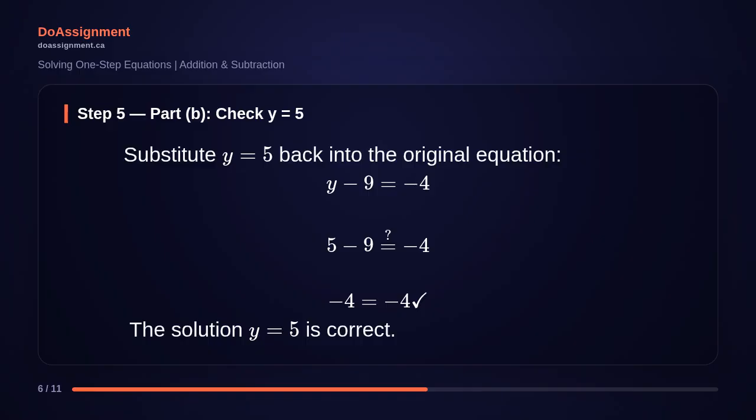To check, we replace y with 5. 5 minus 9 equals negative 4, and negative 4 does equal negative 4. The solution y equals 5 is verified.